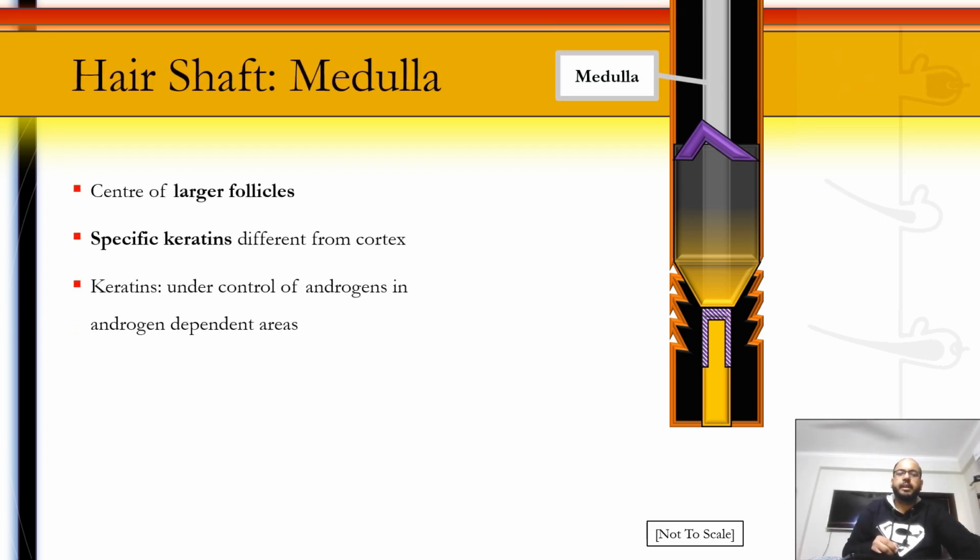Now, the medulla. The medulla is found in the center of larger follicles. So the hair has to be thick to have a substantial medulla. The keratin expression is different from what we get in the cortex, and usually the areas which are androgen dependent, like the beard or the axilla, or in fact the scalp in AGA, the keratins which are under the control of androgens are mostly found in the medulla. Clear? Let's move forward.